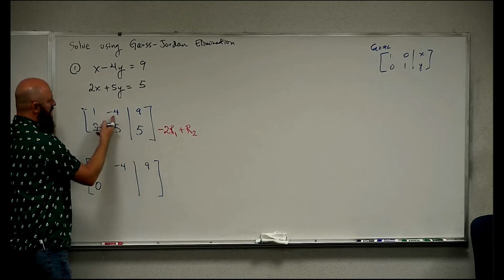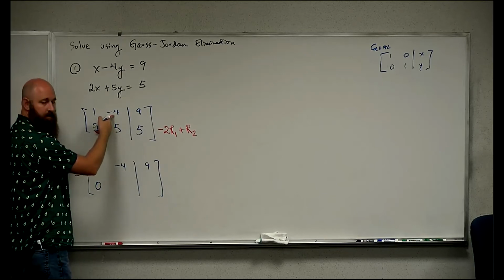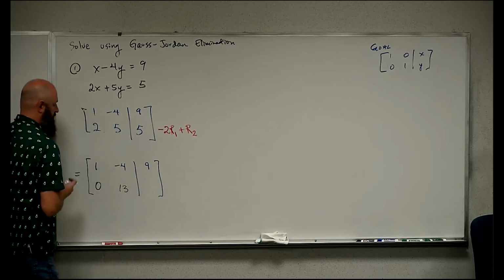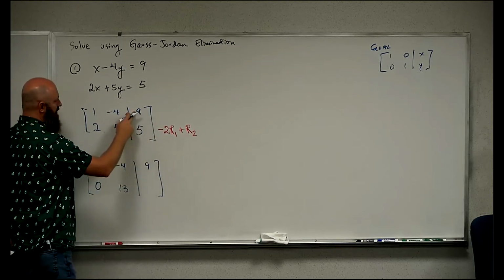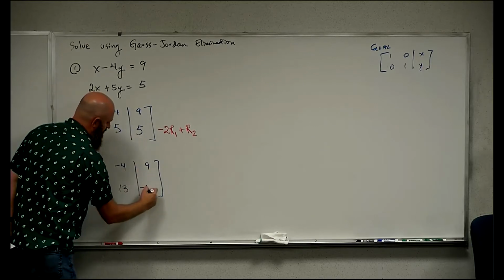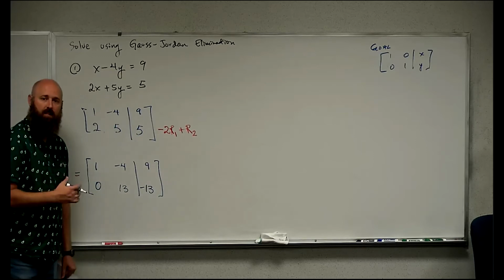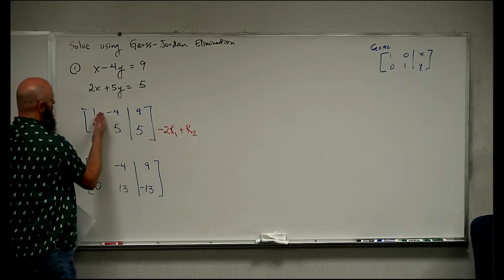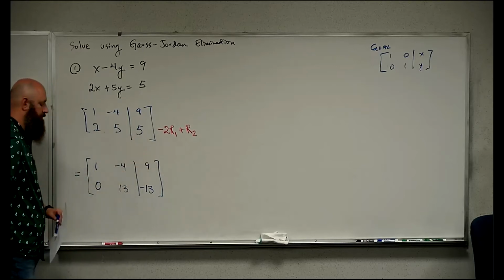-2 times -4, well, that's going to give me 8. 8 plus 5 is 13. Negative 2 times 9 is negative 18, plus 5 is negative 13. And now we've created that 0. We finished off our line from that. So again, I did negative 2 times the top row plus the bottom row to get rid of those things. Okay.